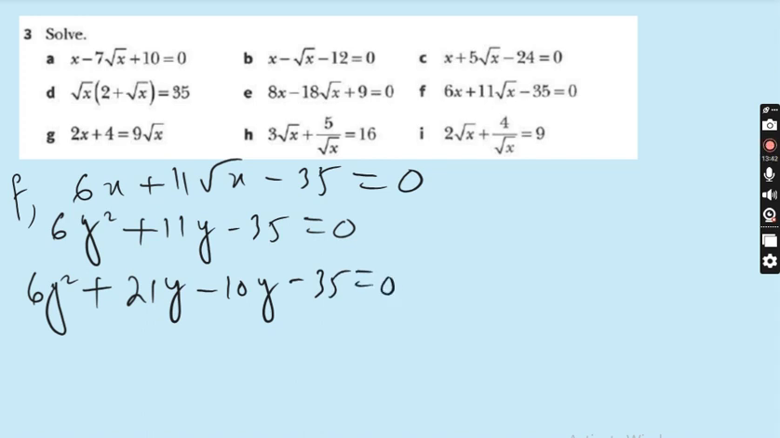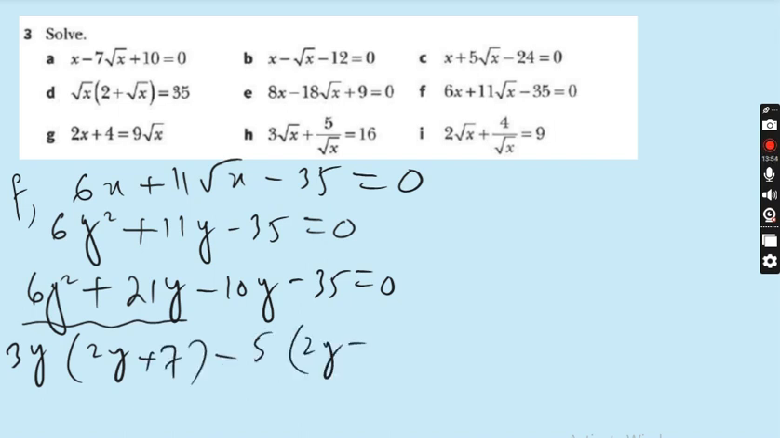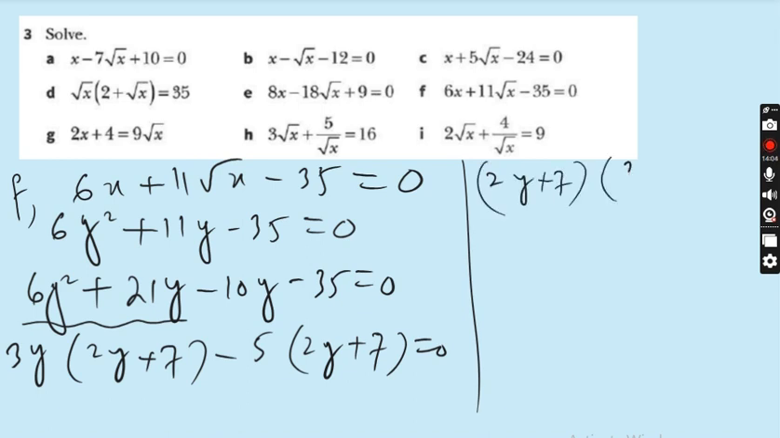This is the factorization middle term break method. Taking 3y common, 2y + 7; minus 5 common, 2y + 7 = 0. So (2y + 7)(3y − 5) = 0. This implies that y = −7/2 and y = 5/3.